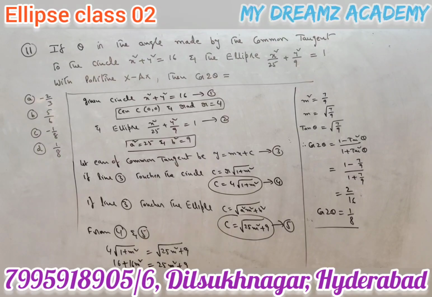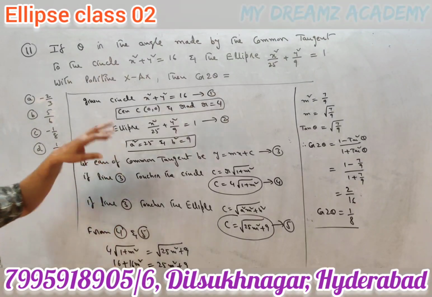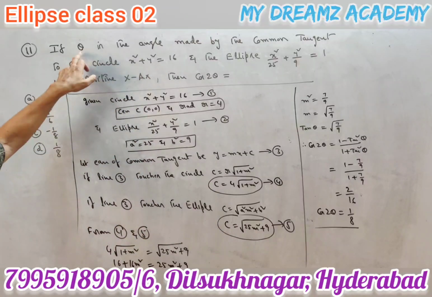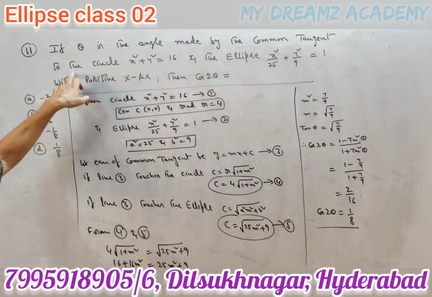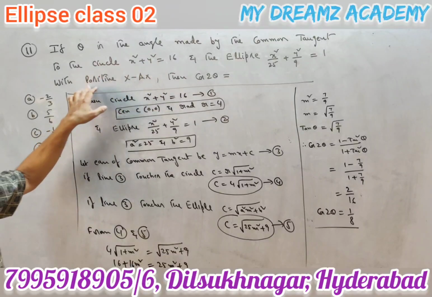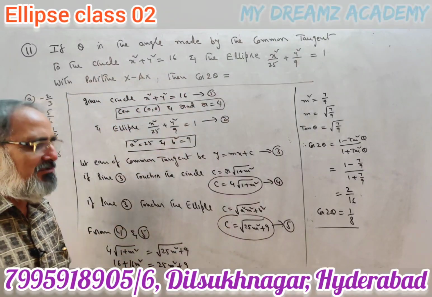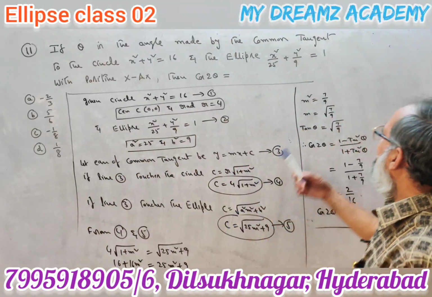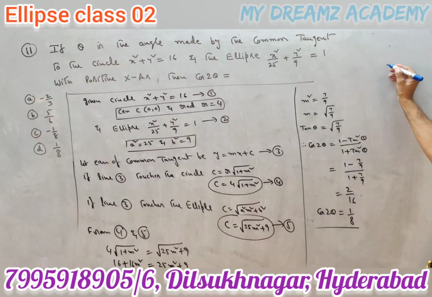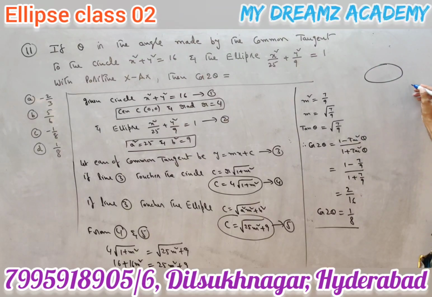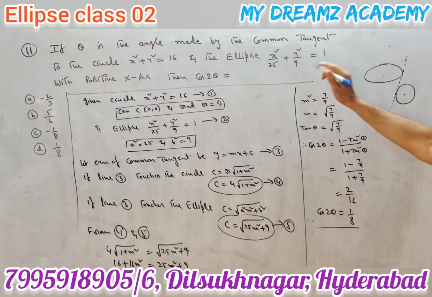Then next is also a very repeated and important design. It is an application of the trigonometry problem. If theta is the angle made by the common tangent to the circle and ellipse with the positive x-axis, then what will be the cos 2 theta value? Here you observe that there is an ellipse given like this and some circle given somewhere if I draw like that. Then we want to find a common tangent like this. But both have the center 0, 0. It is a concentric diagram you can draw. Roughly I am explaining the concept.